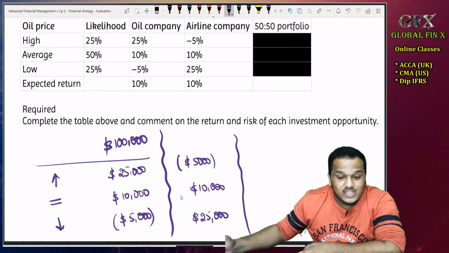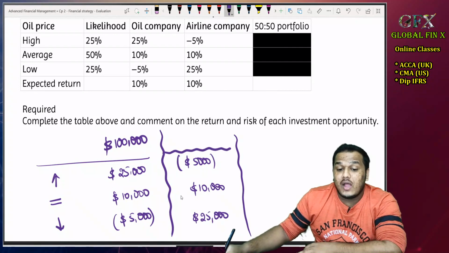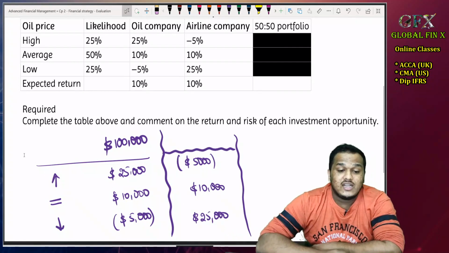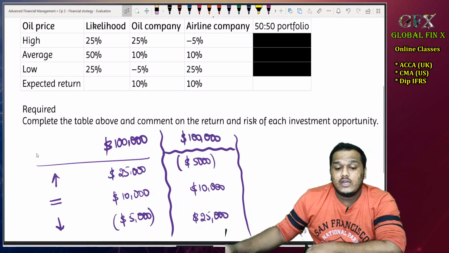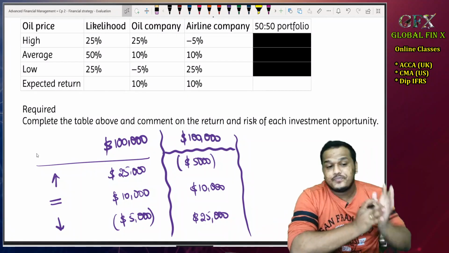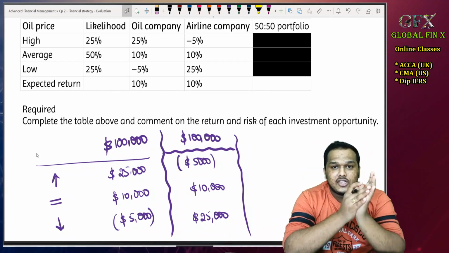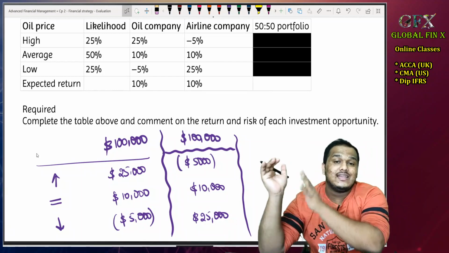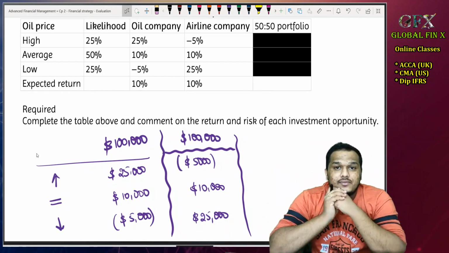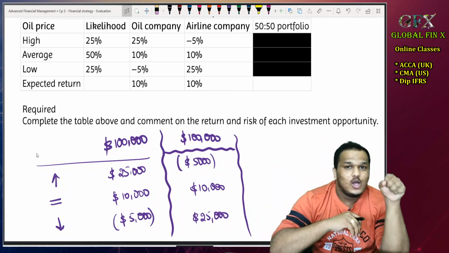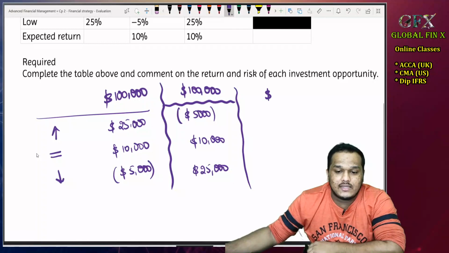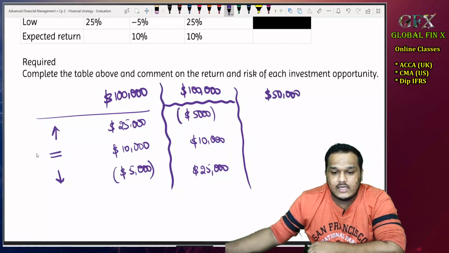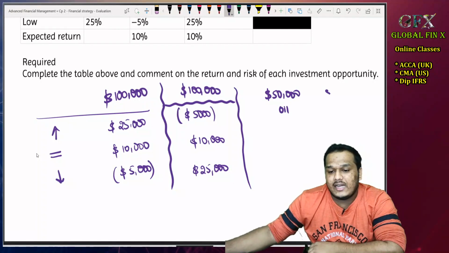Now imagine what you have done is, out of 100,000, you have put 50,000 in oil company shares and 50,000 in the airline company shares. 50,000 in oil company, 50,000 in airline company. So let's see what happens in that case.